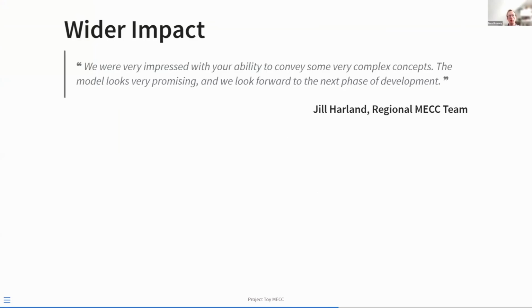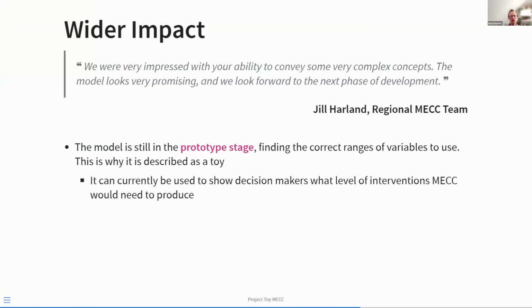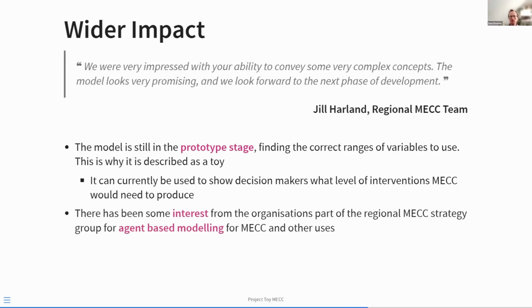Okay. And now, a bit about the wider impact. We've had a lot of interaction with the regional MECC team, who are very excited about the model and about using it. It's still in the prototype stage, and so that's why I described it as a toy, and we are trying to find the correct ranges of variables to use as defaults. But it can now be shown at least what minimum level of MECC intervention you'd need to produce an effect, as in you can say, actually, with this version of parameters, you get no benefit from MECC, and there's no significant difference. You can set it to find that minimum variable.